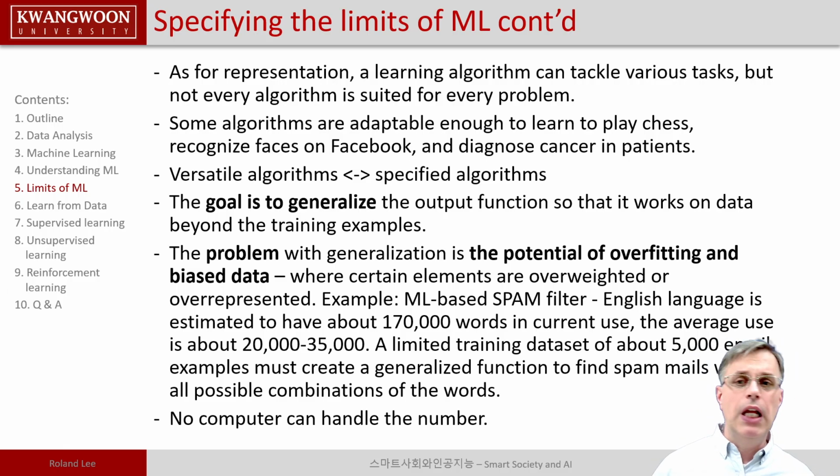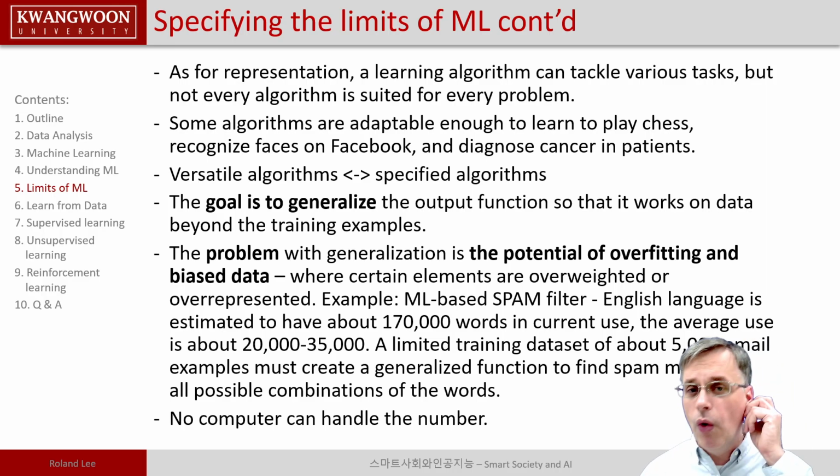A secret to machine learning is generalization. The goal is to generalize the output function so that it works on data beyond the training examples. However, the pursuit of generalization introduces new challenges such as overfitting and biased data, where certain elements are overweighted or overrepresented.